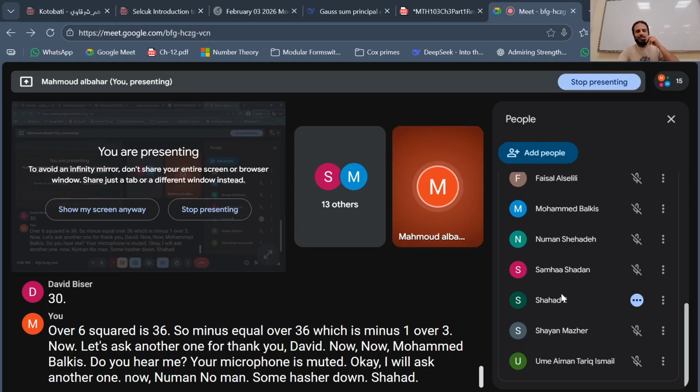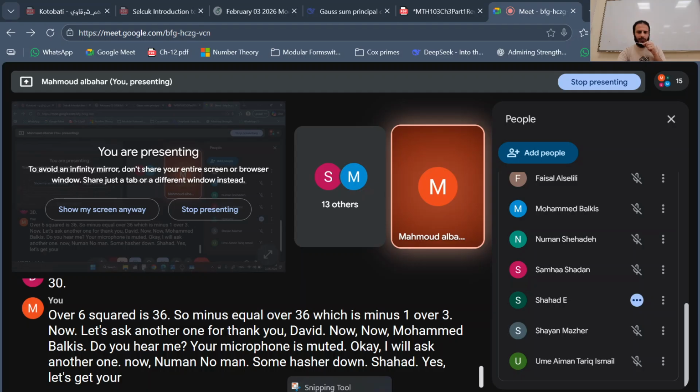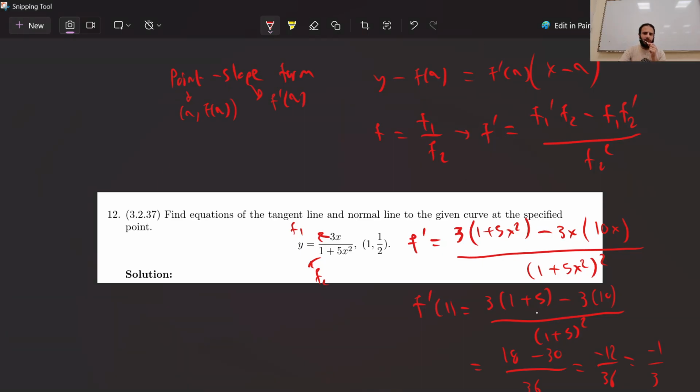Yes, let's get your help. So, we have the slope and we have the point. How do we find the equation? We substitute in the formula, right? We have y minus half equals, what's the slope? Negative 1 over 3, times x minus 1, right? Yes. Good, thank you.